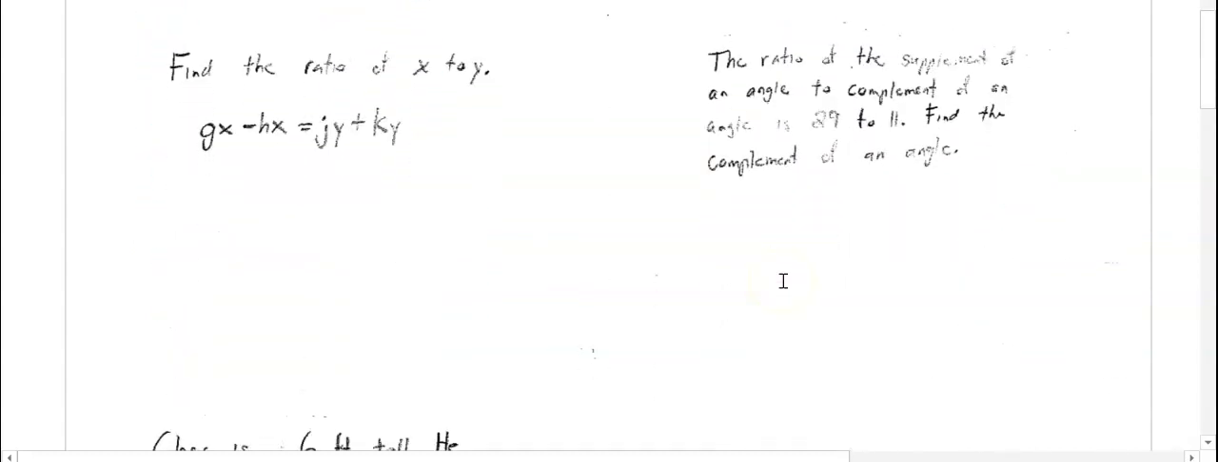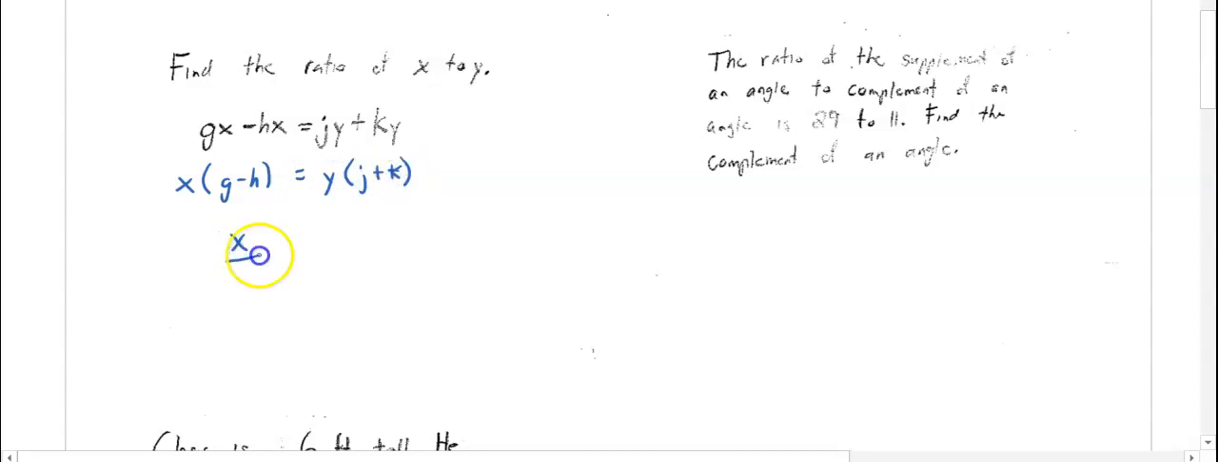Find the ratio of x to y. So first we already have the x and y's on the same side of the equation. So what we're going to do is we are going to GCF out our letters. So x is the GCF. We're left with g minus h. And then y is our GCF. So we're left with j plus k.